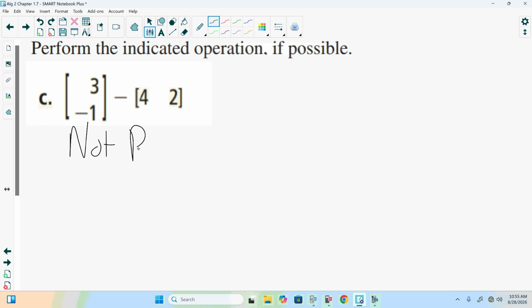Not possible. We cannot add a 2 by 1 with a, or subtract a 2 by 1 and a 1 by 2. Have to be the same dimensions. We ready for scalars?